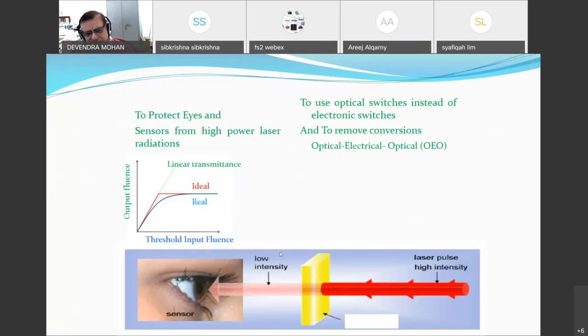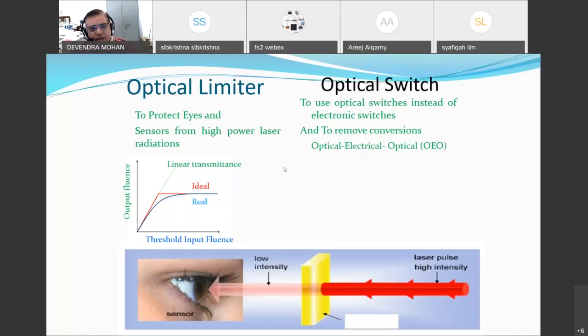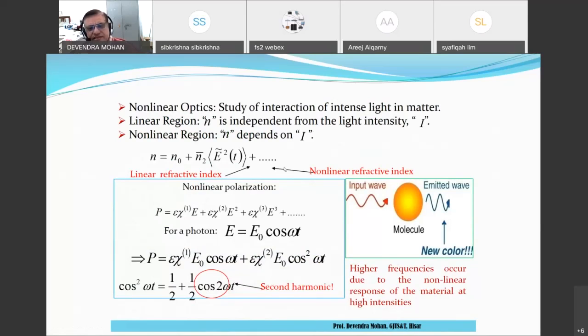So we need to develop optical limiters or optical switches, which convert from optical to electrical or to optical, or sometimes all optical. We would like to remove the conversions from optical to electrical or from electrical to optical. In this, nonlinear optics is going to play a very important role. One or two slides I have put will let us understand what nonlinear optics is. It is the study of interaction of intense light with matter.